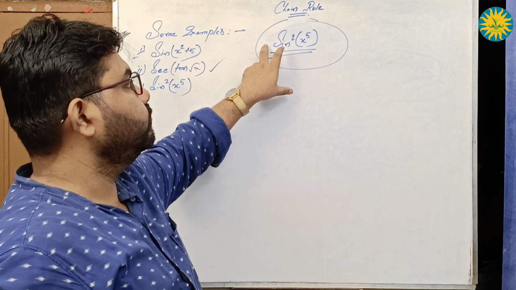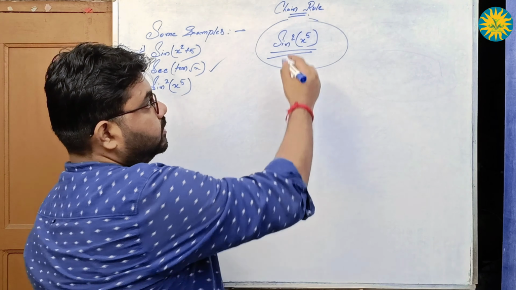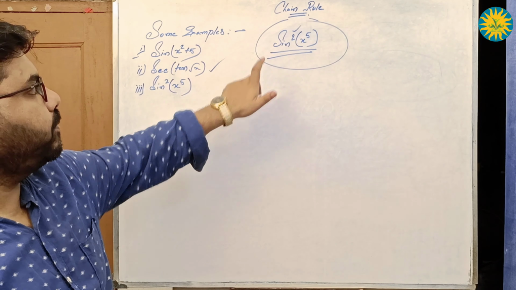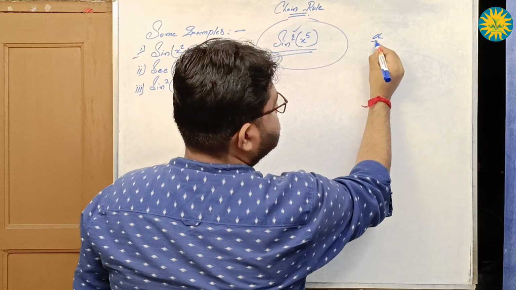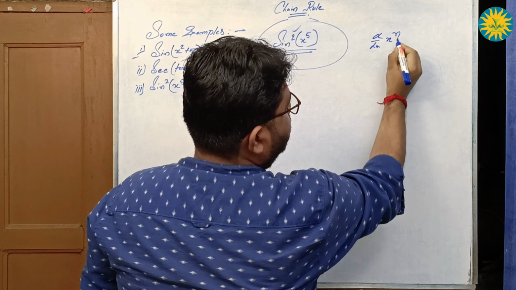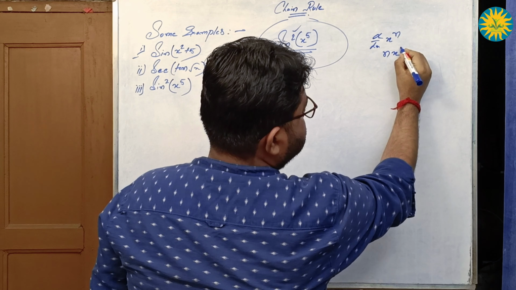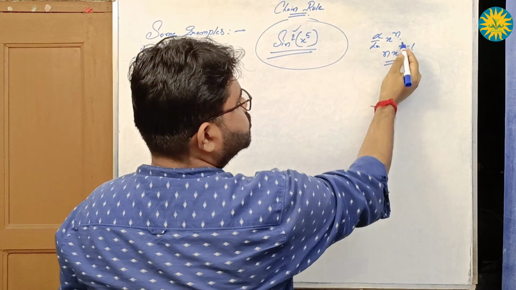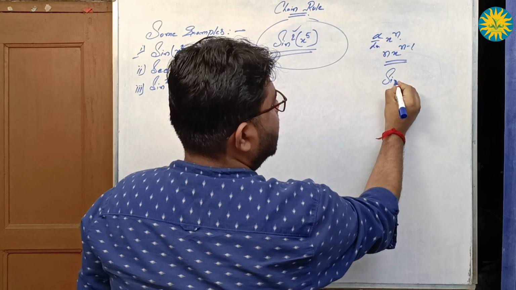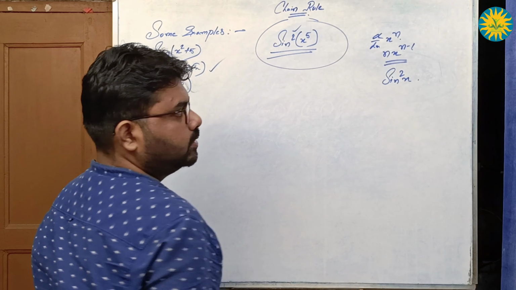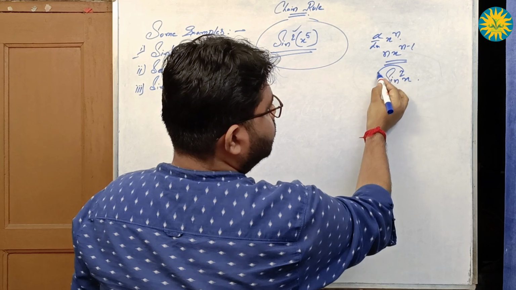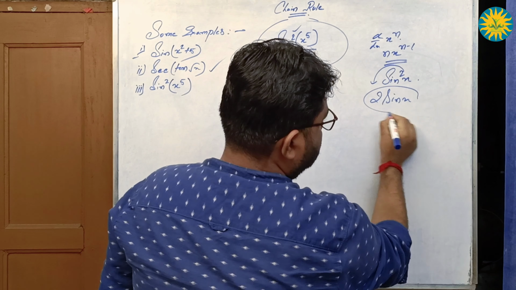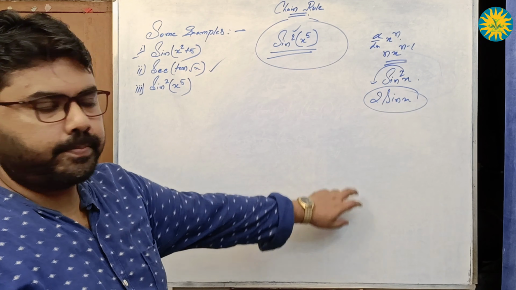First we will concentrate on the power of sine x. Power means we know that d dx of x to the power n equals n into x to the power n minus 1. Similarly, here it's not x to the power n, here it is sine square x. So similarly, the power will come forward. That will be 2 sine x.